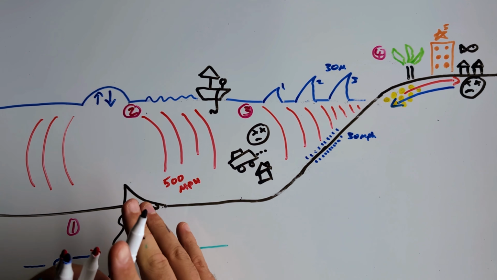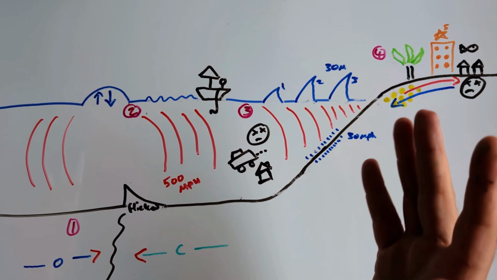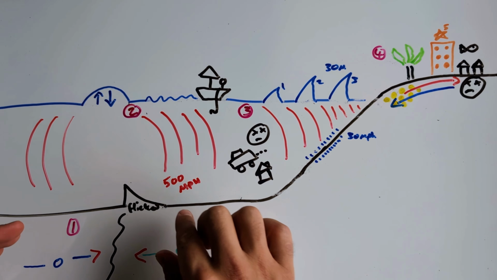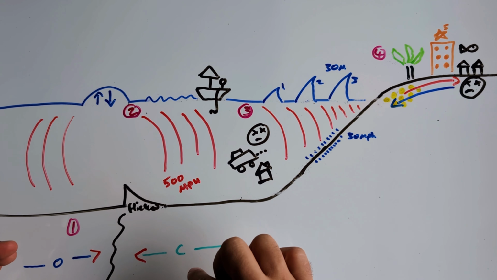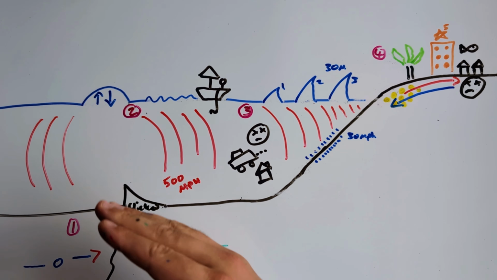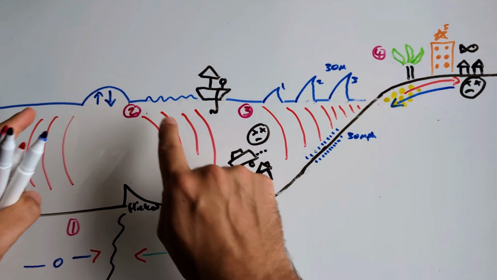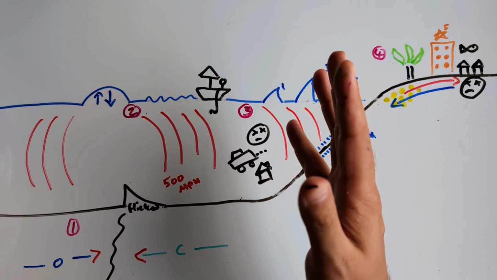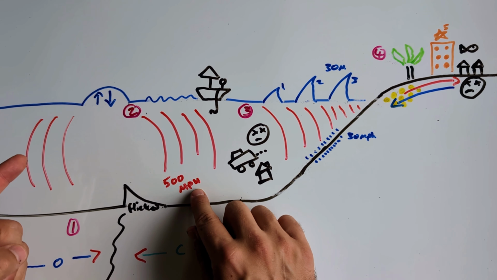Okay, so that is the process of tsunamis. I'll just quickly recap it. It comes from a convergent plate boundary. The continental plate is flicked up, displacing the water. Step 2, seismic energy is released in all directions, moving at about 500 miles an hour.